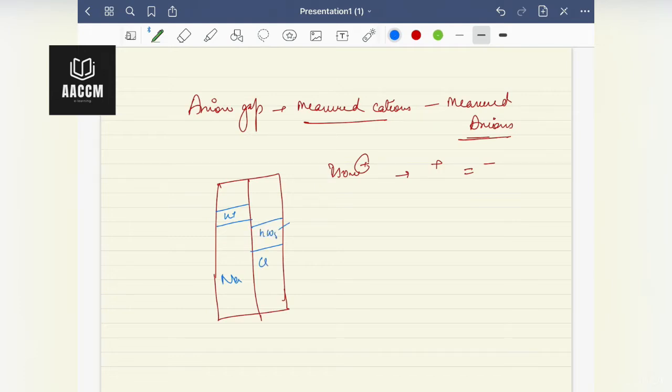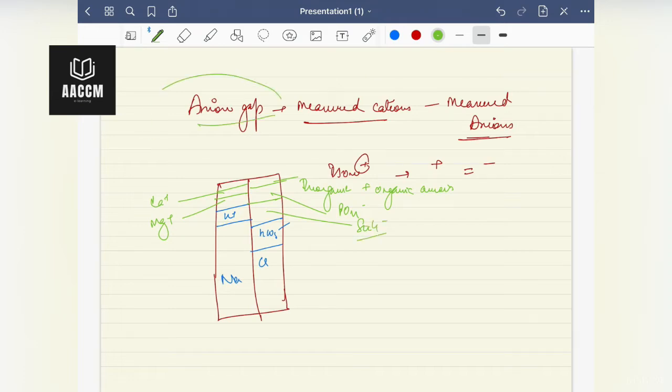Now we have to remember that there are unmeasured cations as well as anions in the body, which can be calcium, magnesium, inorganic plus organic anions, phosphate and sulfates.